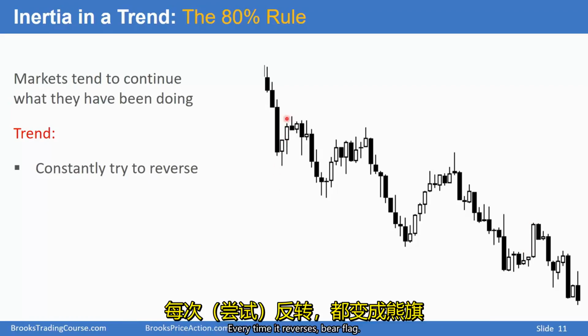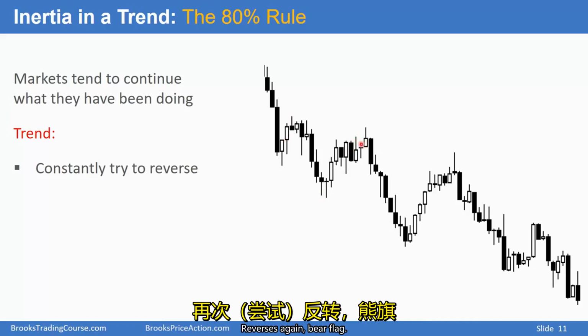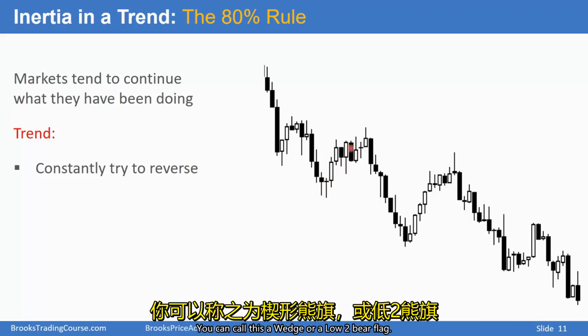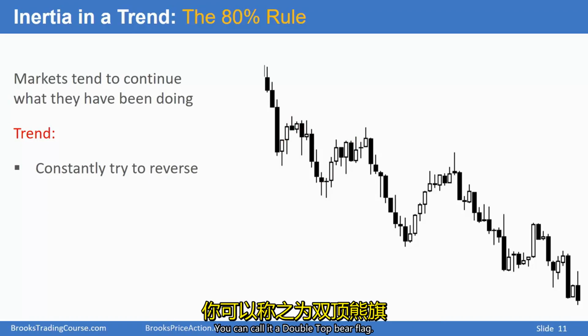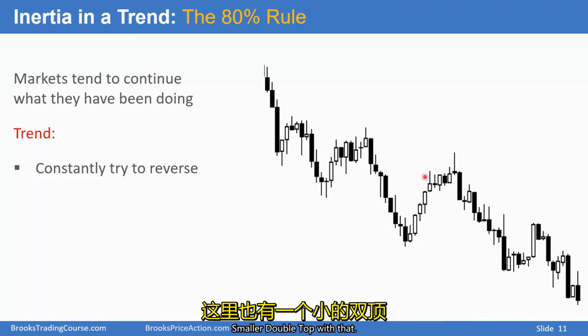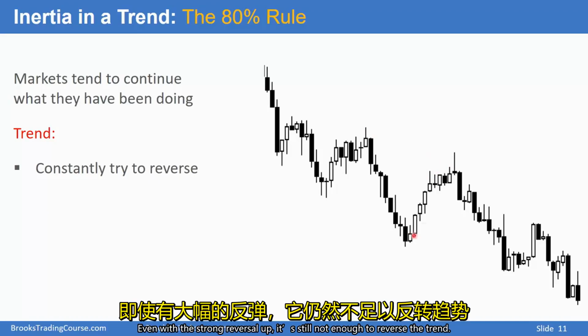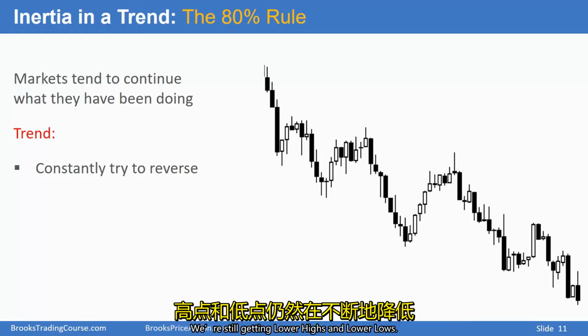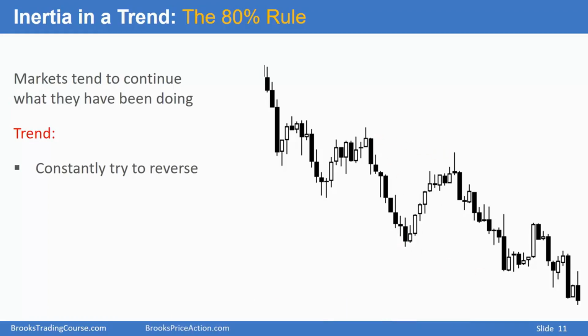Every time it reverses, bear flag. Reverses again, bear flag. You can call this a wedge or a low two bear flag. You can call it a double top bear flag. Doesn't matter. Here, a very strong reversal up, but it's still a lower high, so it's a double top with that, smaller double top with that. Even with the strong reversal up, it's still not enough to reverse the trend. We're still getting lower highs and lower lows.